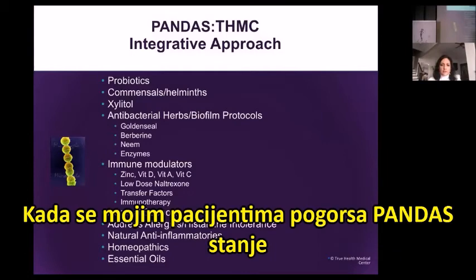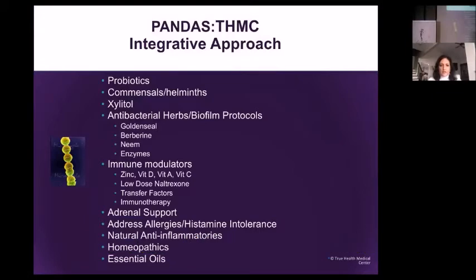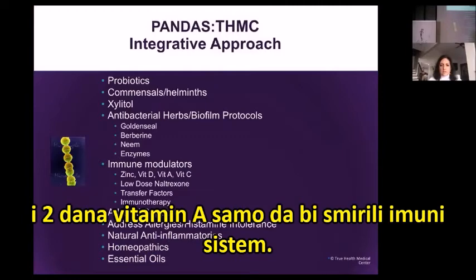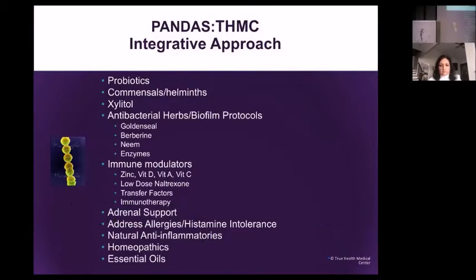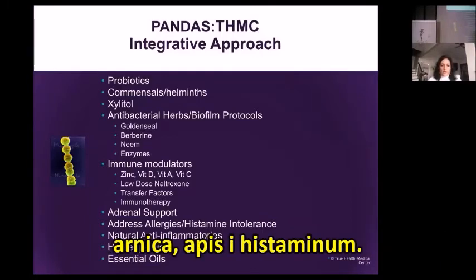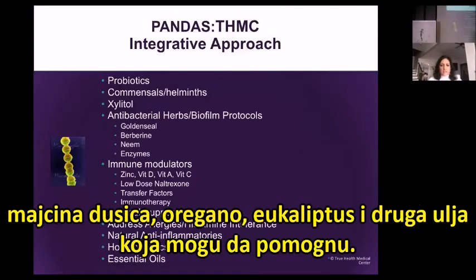When my patients flare with pandas, I give them a 7 to 10 day course of ibuprofen, a 7 to 10 day course of an antihistamine, and a 2-day course of vitamin A, just to calm down their immune system. I also like to use various homeopathics for inflammation, like arnica, apis, and histaminum. And there are some essential oils that can be used for strep and infections, such as thyme and oregano, eucalyptus, are some oils that can be helpful.